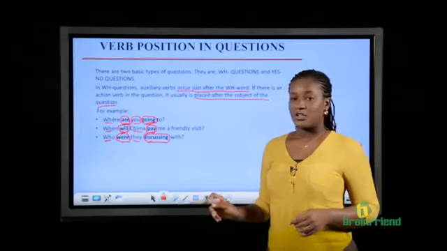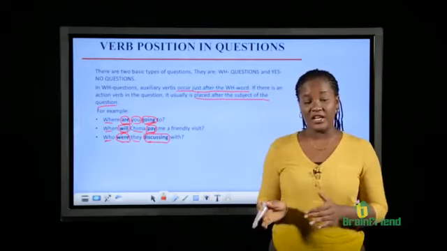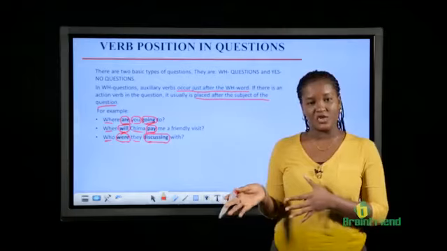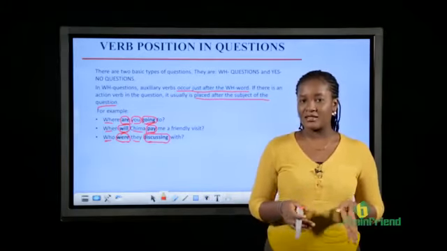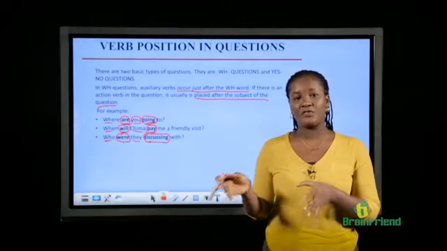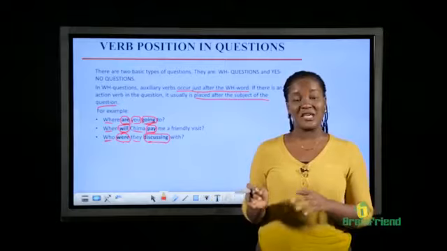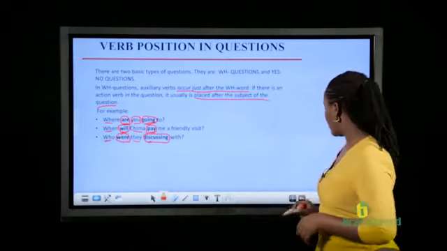discussing. So basically, in questions beginning with WH words, or in WH questions, we find that auxiliary verbs occur after the WH word, and then we have the subject of the question and the main verb of that question. So that's how auxiliary verbs and main verbs are placed in questions beginning with WH words.